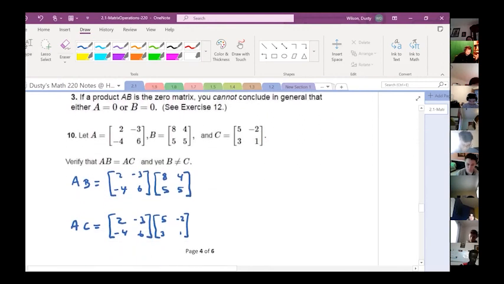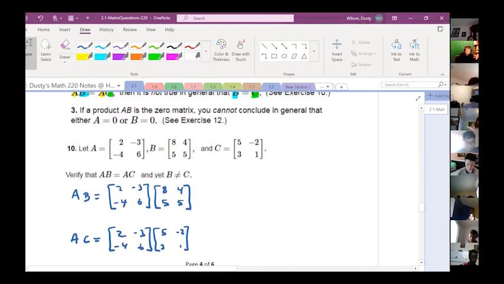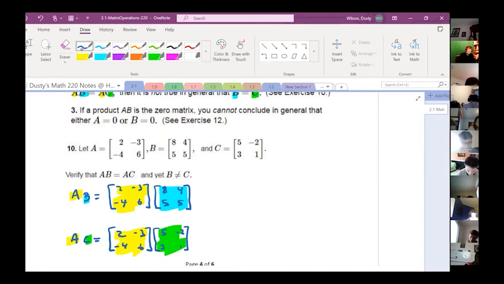So in 10, I want to verify that A times B equals A times C, and yet B doesn't equal C. So here's my A, here's my B and my C. Like in the old days, if A times B equals A times C, then blue would equal green. So let's see what happens.